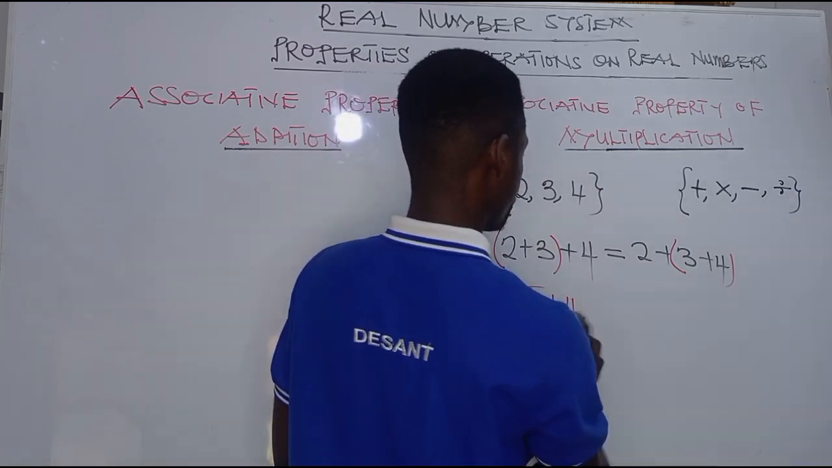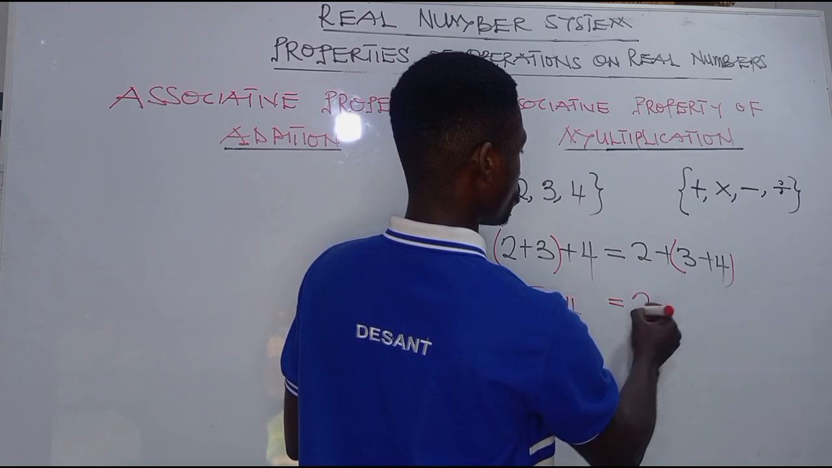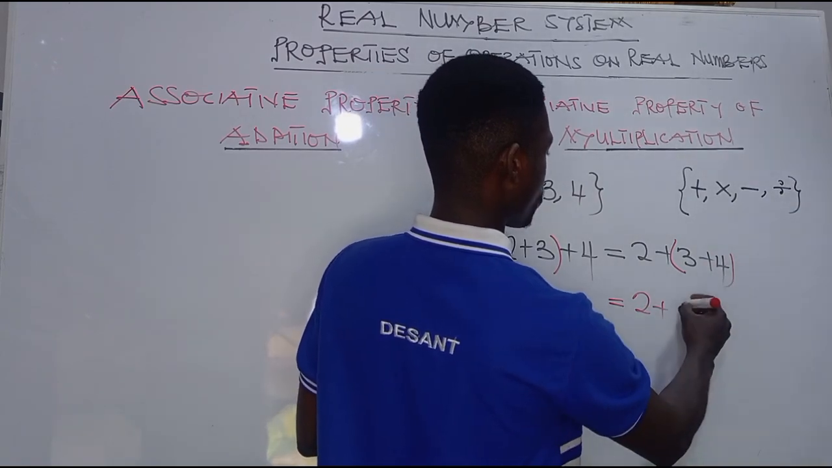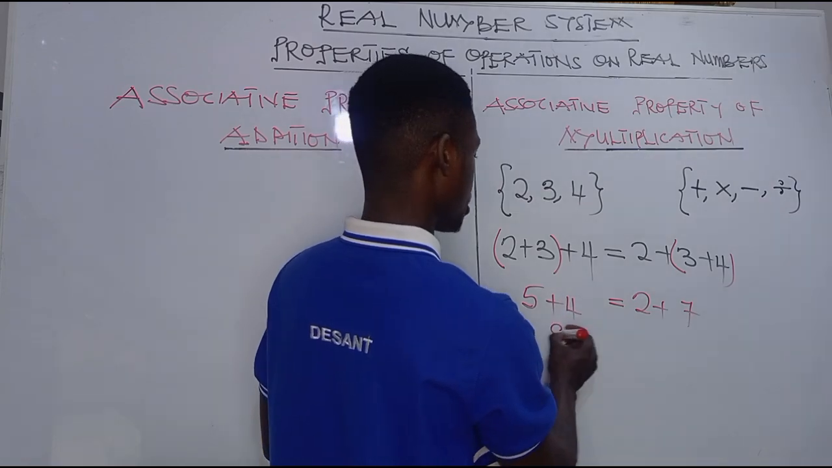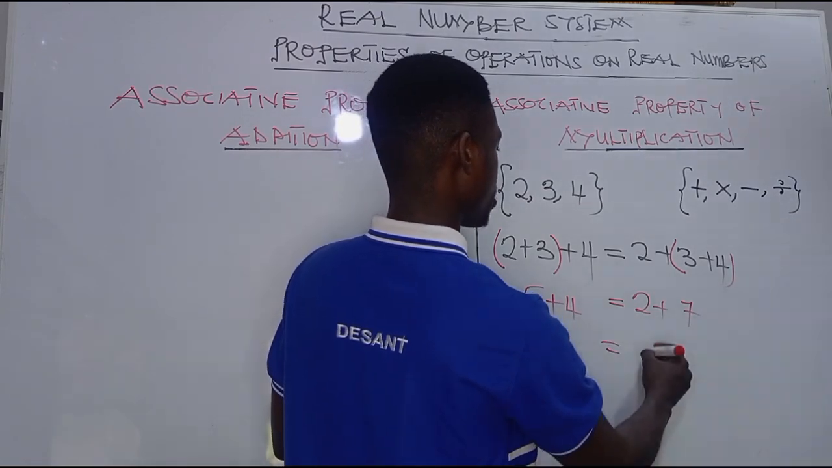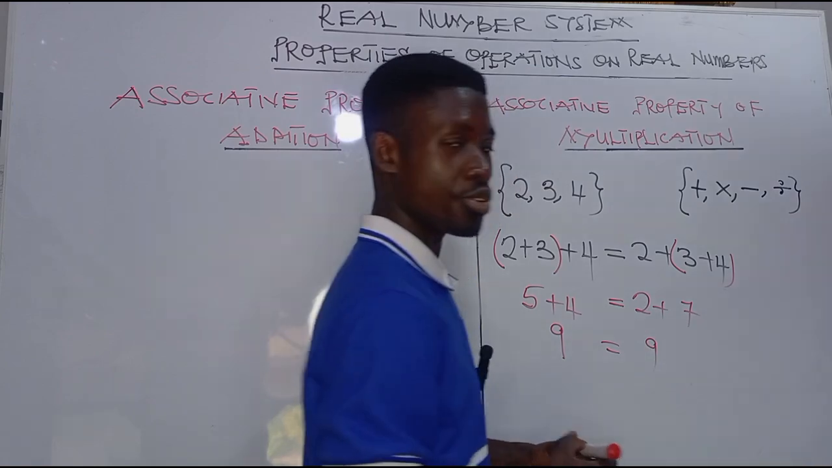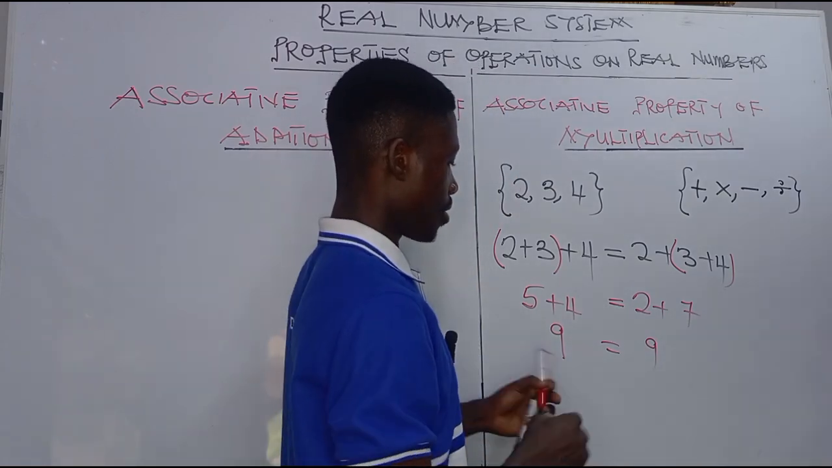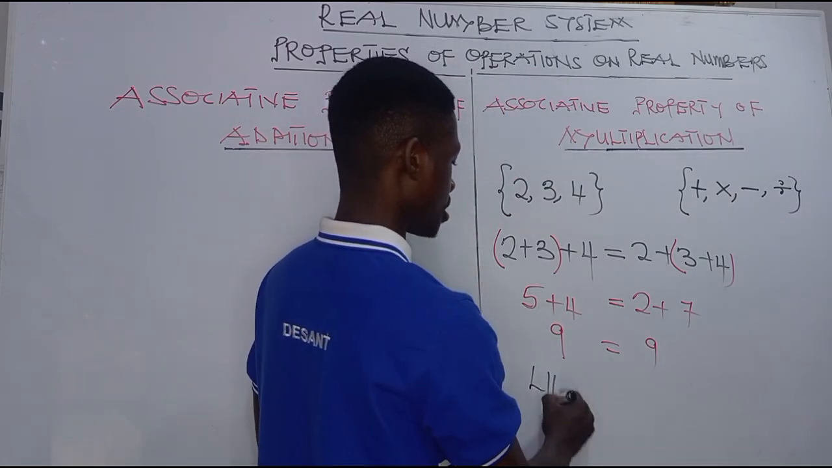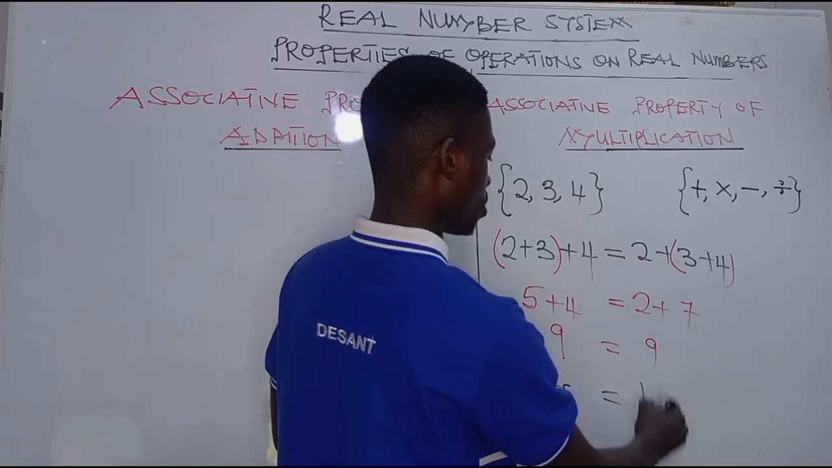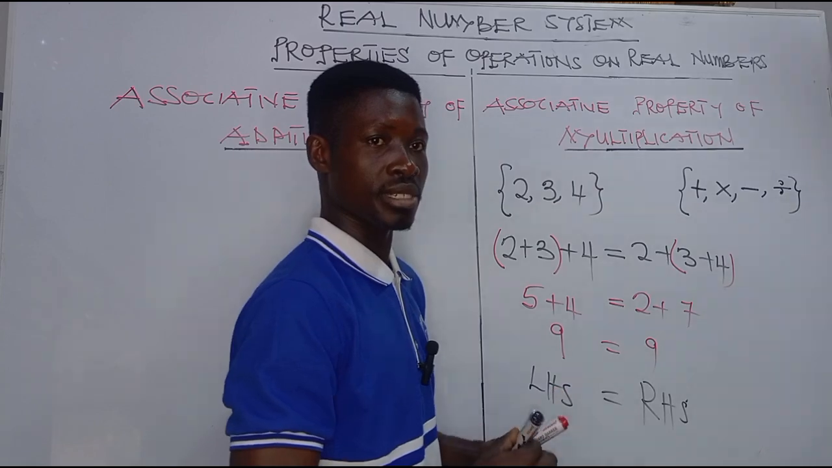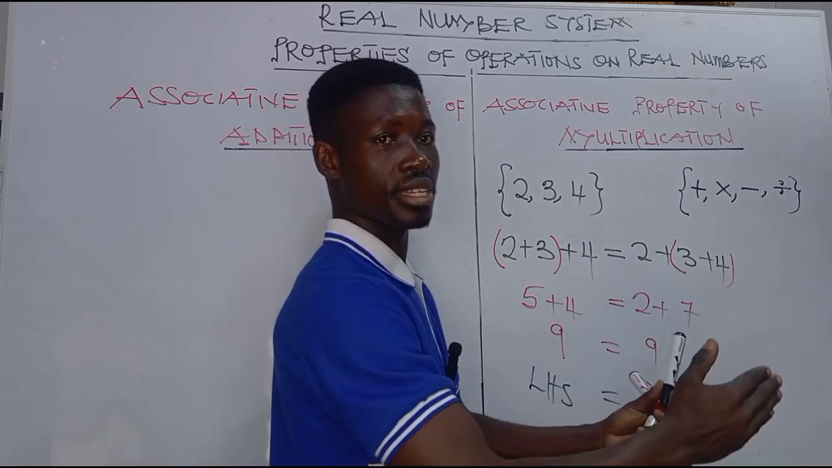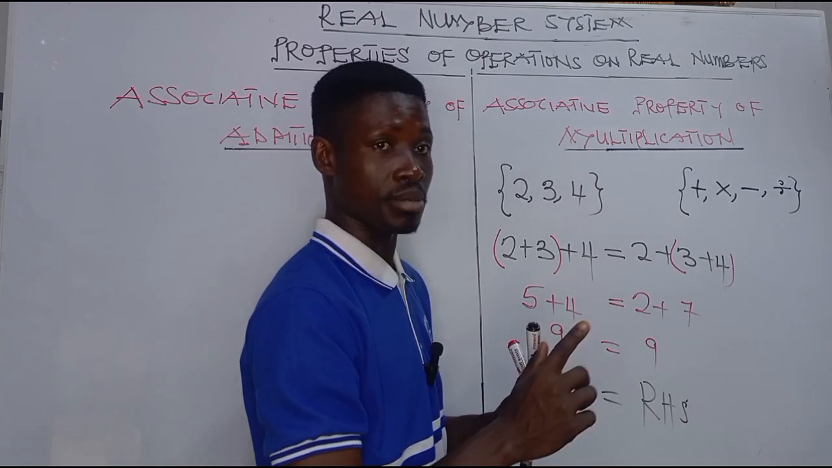Good. So we have 2 plus 3 plus 4 give us what? 7. 5 plus 4 give us 9. And then 2 plus 7 give us what? 9. So realize that the result on the left hand side is equal to the result on the right hand side. So it means that no matter how we group it differently, we are getting the same answer.